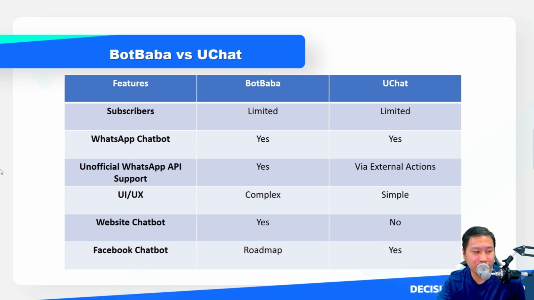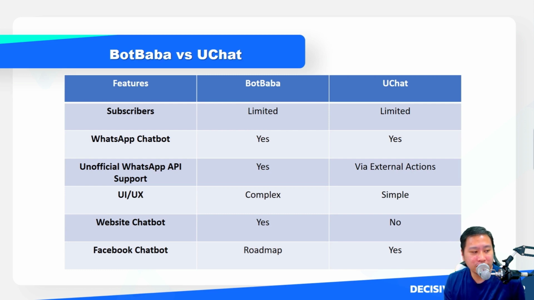For WhatsApp, they both have a WhatsApp chatbot. Botbaba supports unofficial WhatsApp API as well. However, UChat doesn't. You can only trigger them via external actions. You can't actually run an entire chatbot using the unofficial WhatsApp API support. So for example, this WhatsApp API, it's called WA API. They are an unofficial WhatsApp API, so you can only use that with Botbaba. You can't use that with UChat.